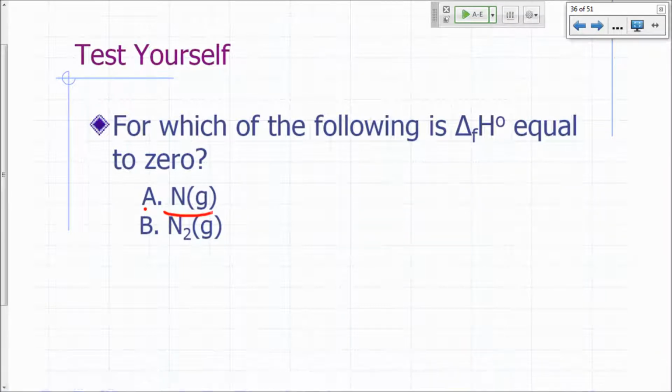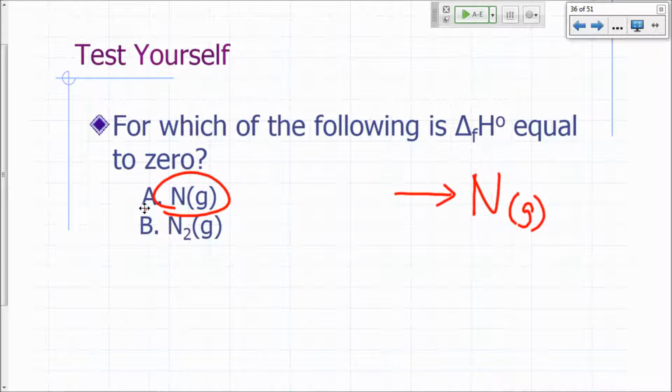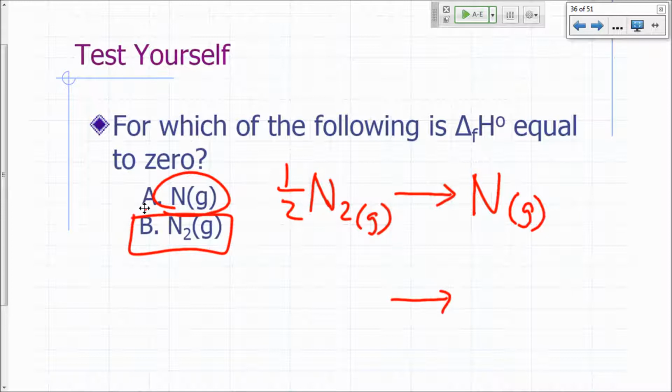What's the delta H of formation of N? It's the making of 1 mole of atomic nitrogen from diatomic nitrogen, right? So to balance this equation, that would be that. What's the delta H of formation of N2? I have to make a mole of N2 gas from what? From a mole of N2 gas.